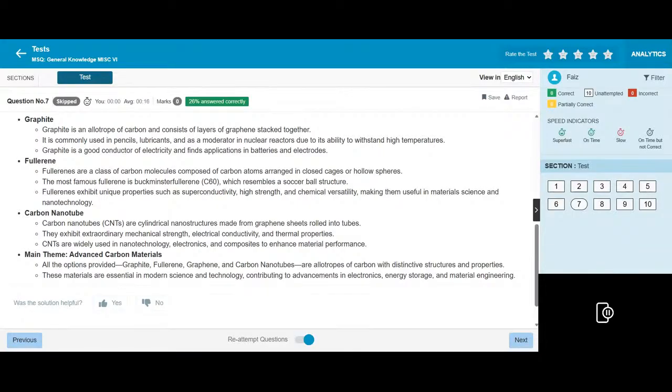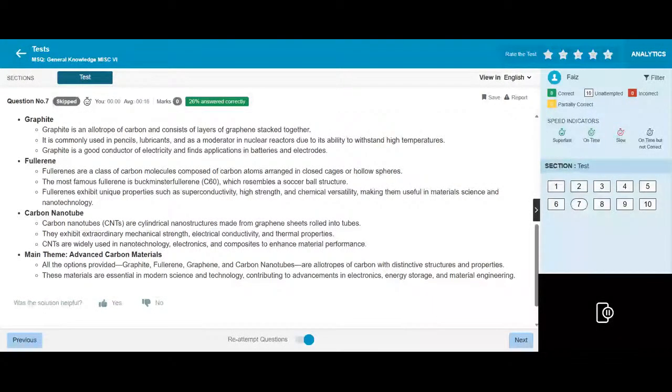Fullerenes are a class of carbon molecules composed of carbon atoms arranged in closed cages or hollow spheres. The most famous fullerene is buckminsterfullerene, C60, which resembles a soccer ball structure. Fullerenes exhibit unique properties such as superconductivity, high strength, and chemical versatility, making them useful in material sciences and nanotechnology.